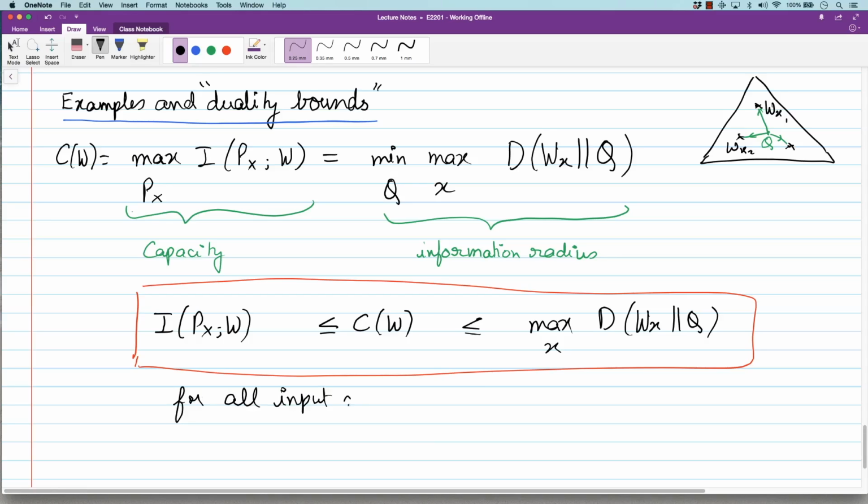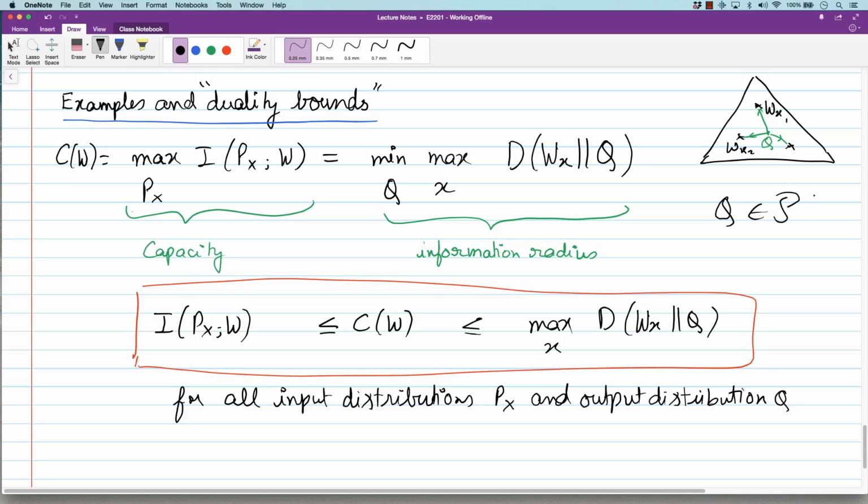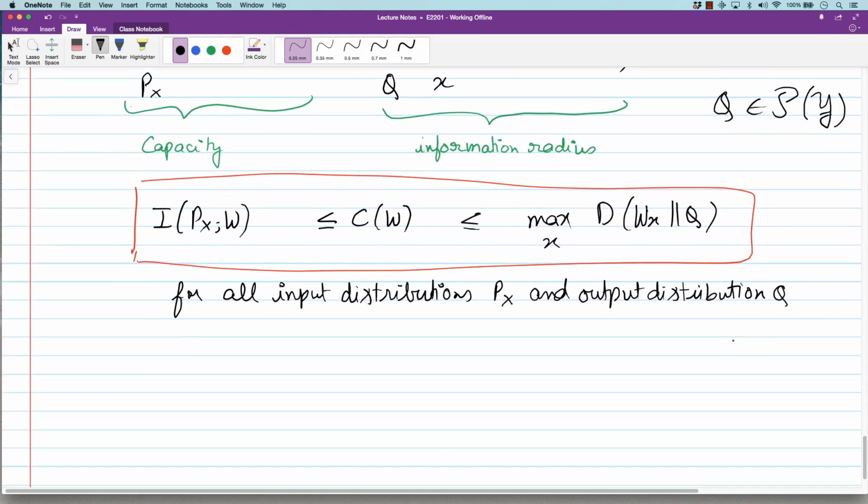input distributions P_X and output distributions Q. So what do I mean by the way, this Q is in the probability simplex on the output alphabet. Okay, so this bound always holds. So by using any input distribution, we'll get a lower bound for C(W), and by using any output distribution, we'll get an upper bound for C(W).